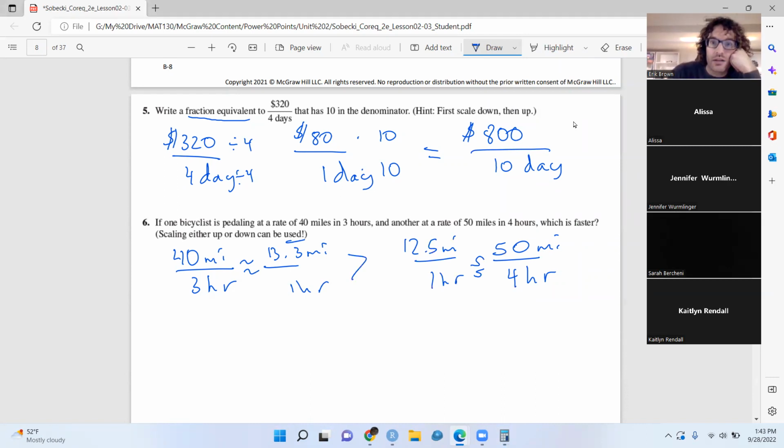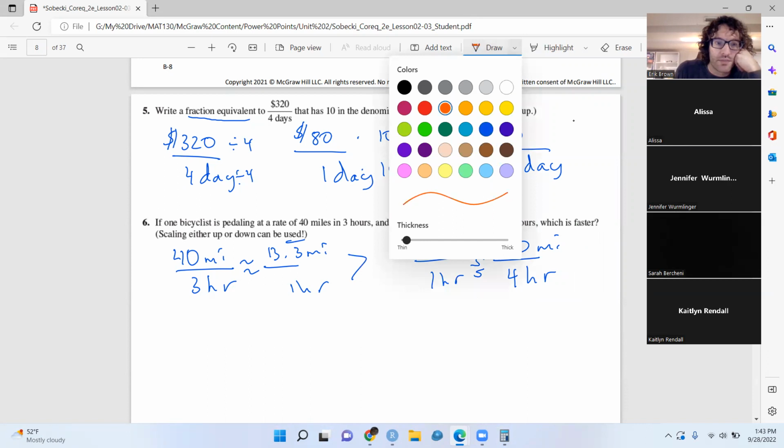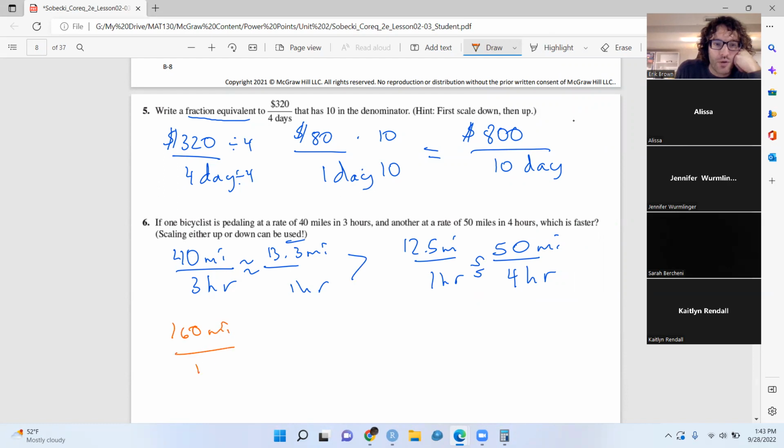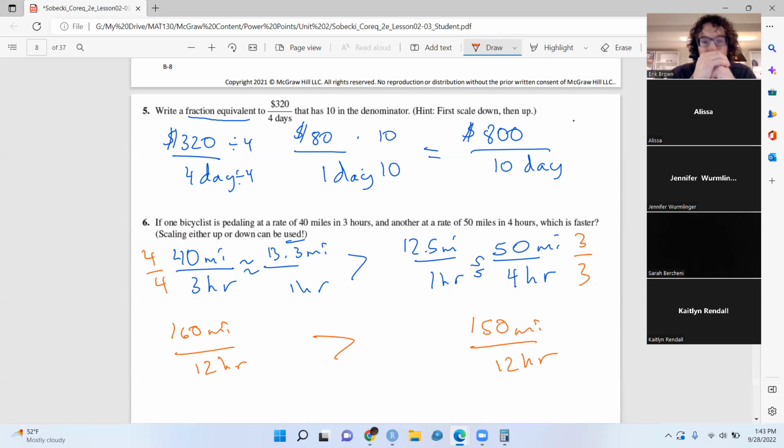Perfect. I saw in my in-person class when some people were solving this problem, they multiplied by 4. So they got that this is 160 miles per 12 hours. And this was 200 miles. Oh, and then they multiplied this one by 3. So they did this 4/4 and this one 3/3. So they got 150 miles in 12 hours. And so this person got further, 10 miles further than the other person. Thus, they're faster. Doesn't particularly matter which way you solved it. Any way is acceptable as long as you know that you're right.